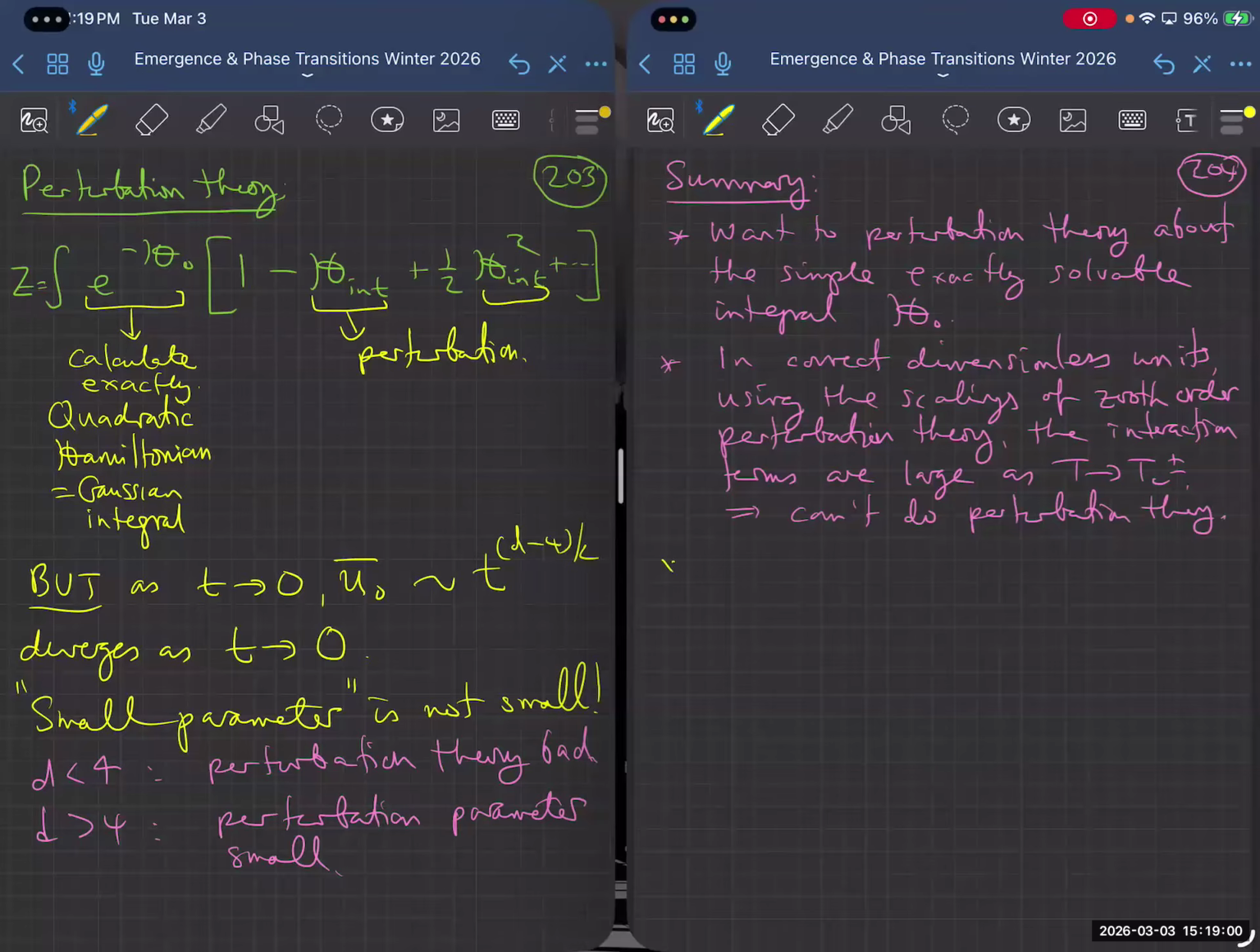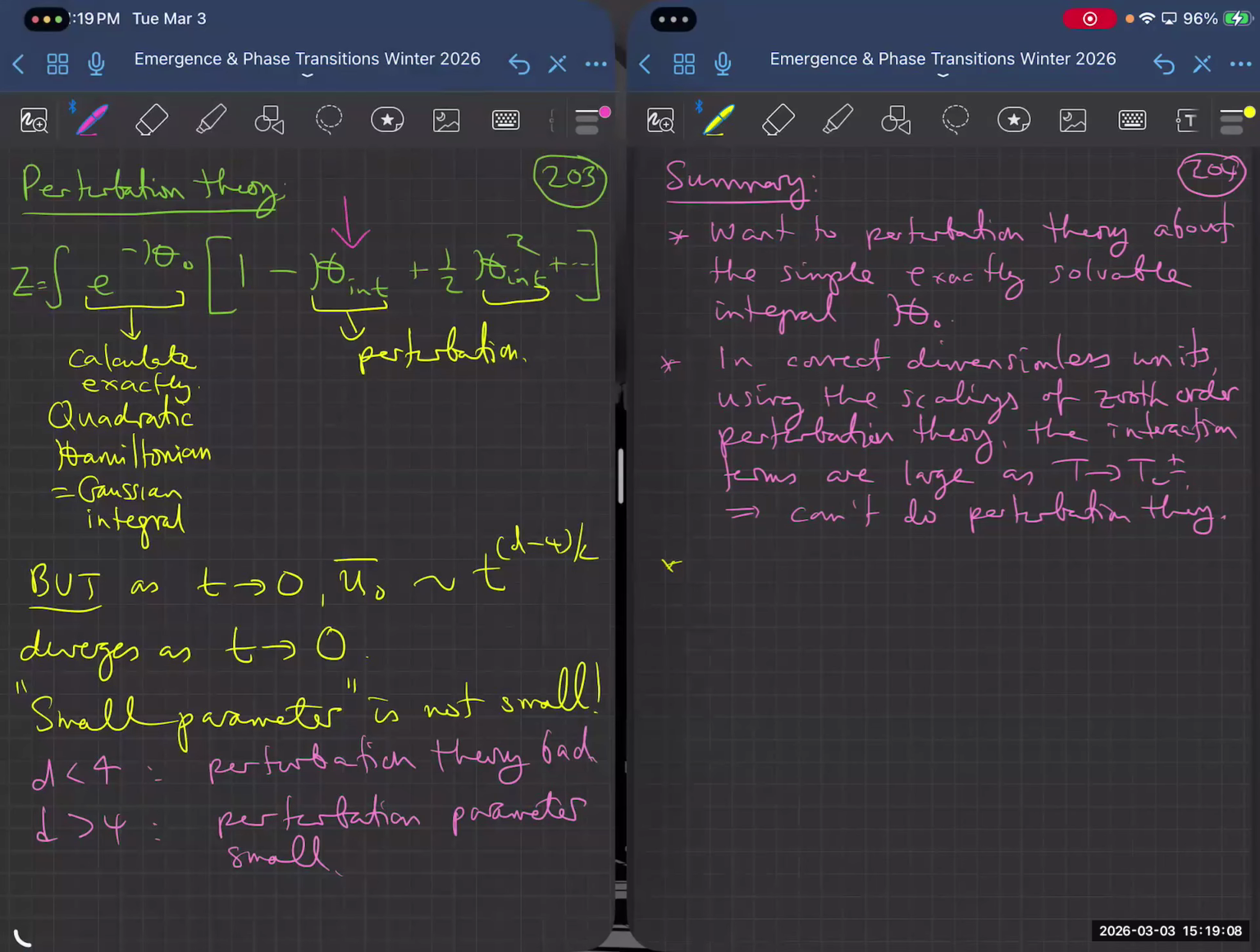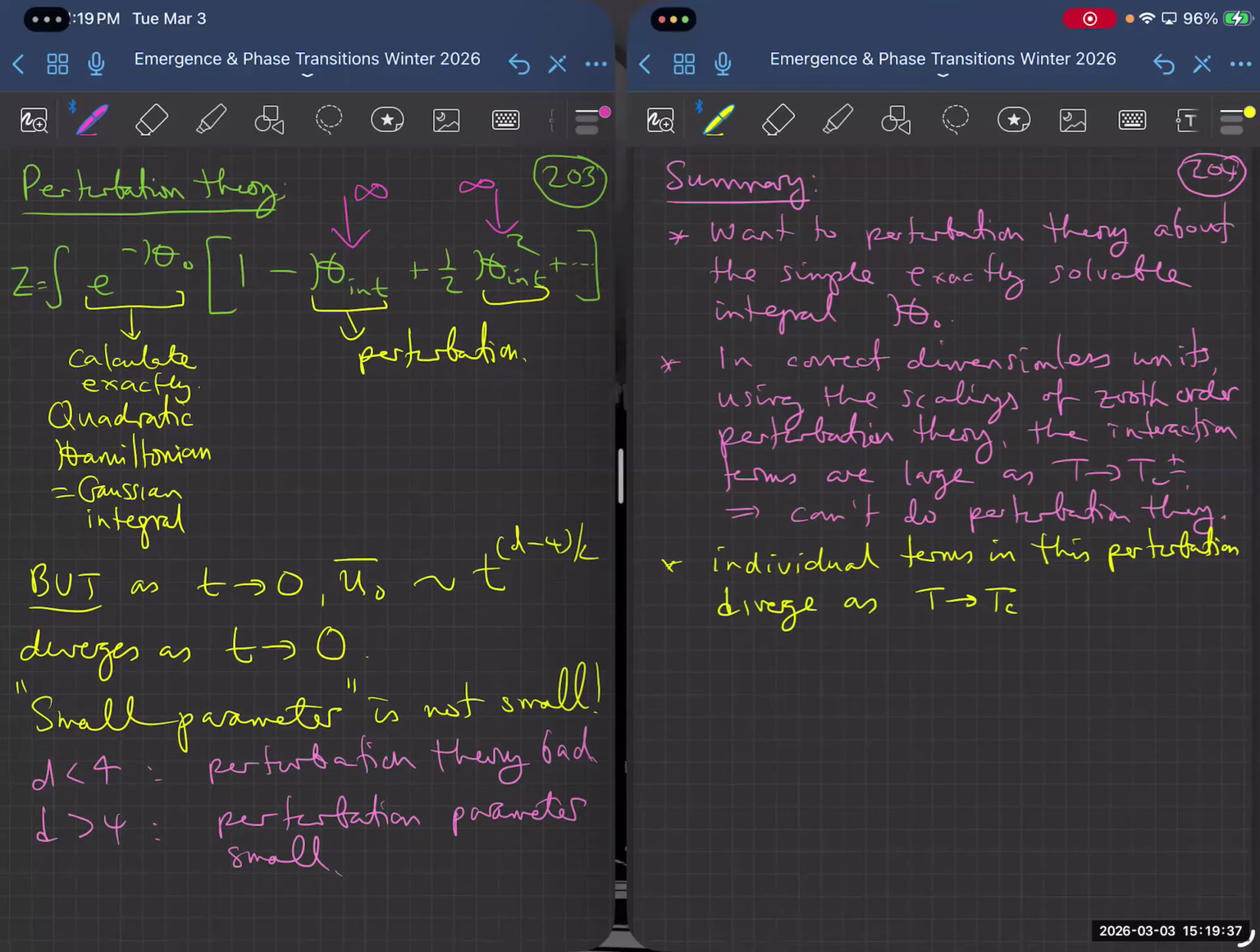In other words, what I've shown you is that if you look at these terms in perturbation theory, on the left-hand panel, these terms diverge as t tends to tc. So the individual terms in this perturbation theory diverge as t tends to tc.